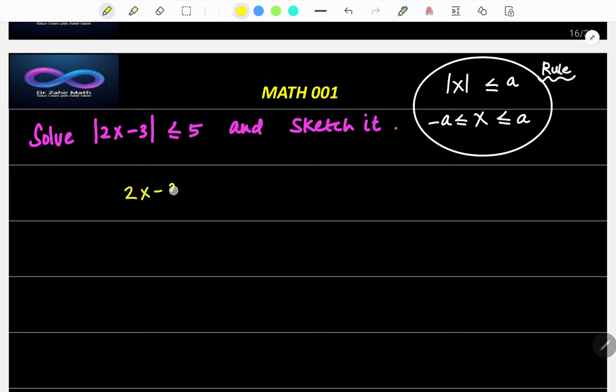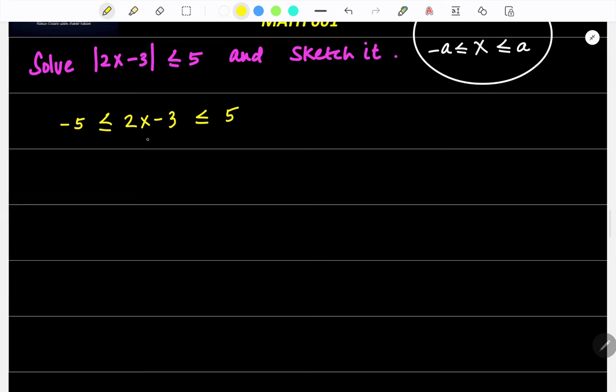So 2x minus 3 lies between minus 5 and plus 5. Clear? Right. So I'm taking this minus 3 to this side as plus 3. So what will happen? Now minus 5 plus 3. Okay. Here it is plus 5 plus 3. Okay. Right. So less than or equal to 2x less than or equal to this.